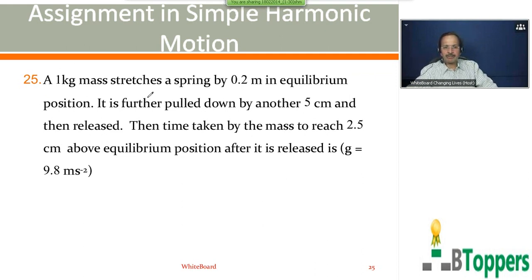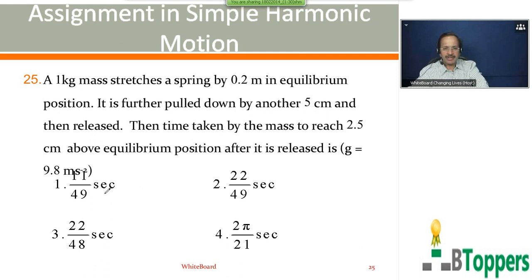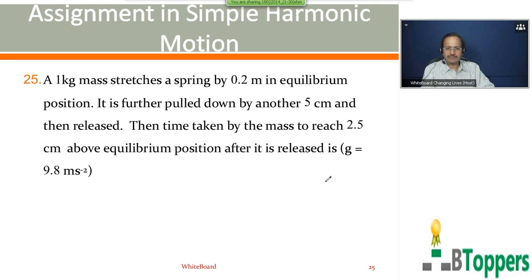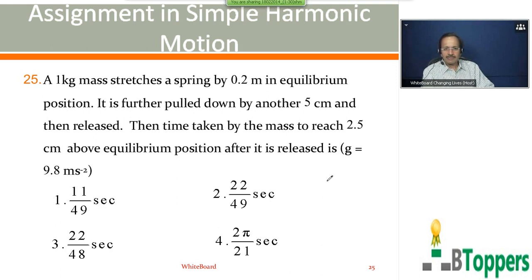Again, I read the question. A 1 kg mass stretches the spring by 0.2 meter in equilibrium position. It is further pulled down by another 5 centimeters and released. Then the time taken by the mass to reach 2.5 centimeters above equilibrium position after it is released is... You take g as 9.8 meter per second square here. I have shown the options on screen here. Come on, take a pause and try the question.